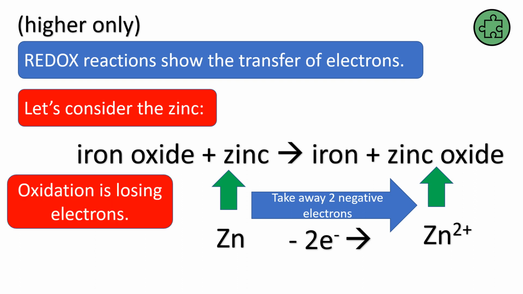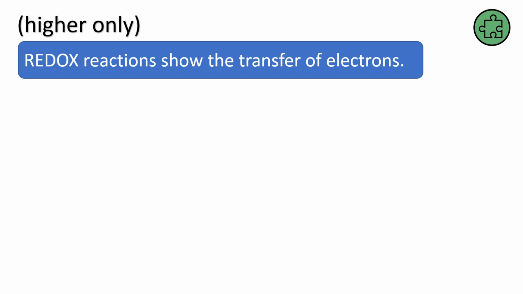So oxidation is not only gaining oxygen, but it can also be losing electrons. And the way to remember this is OIL. Oxidation is loss of electrons. Okay, so it's a half equation because there's another side to the equation.